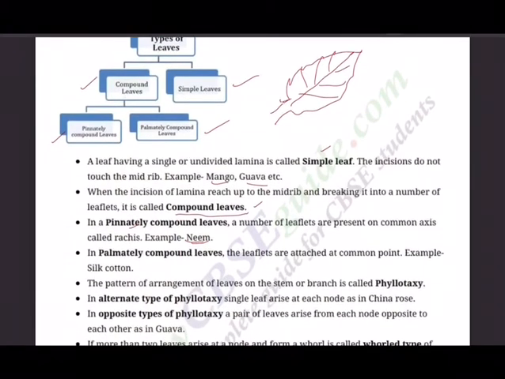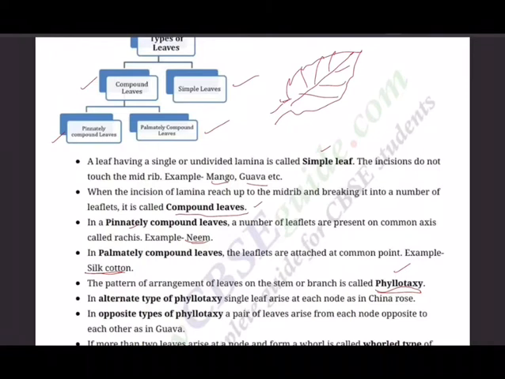Example, silk cotton. So just keep on seeing all this which is available in and around you so that you can feel the difference between pinnately and palmately. As the name says, palm, like our own palm. The pattern of arrangement of leaves on the stem or branch is called phyllotaxy. Technical word. What is phyllotaxy?